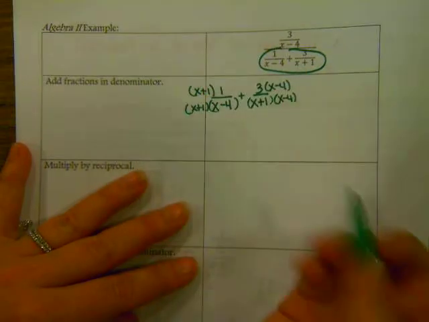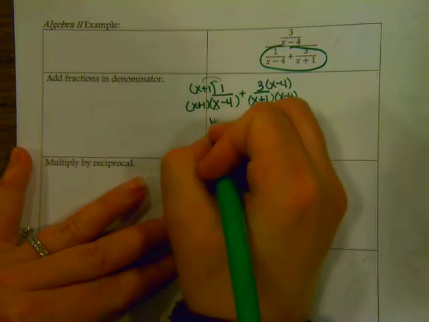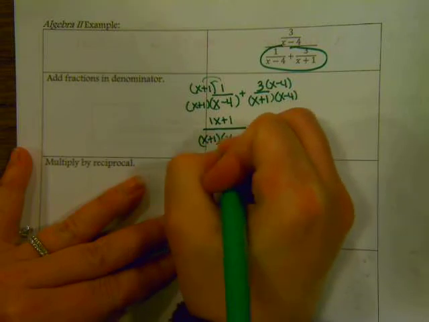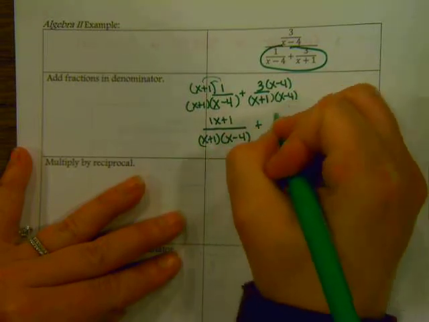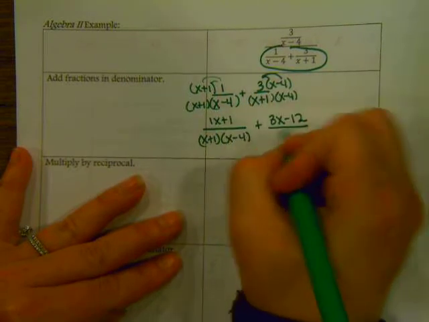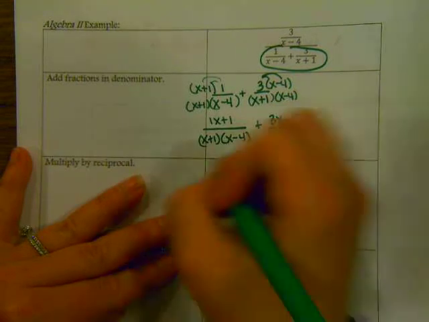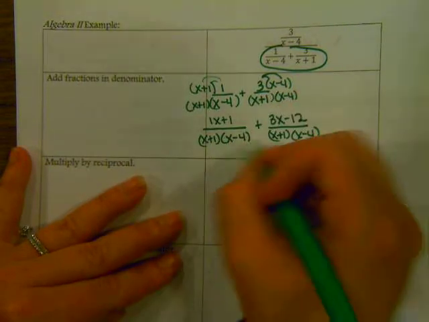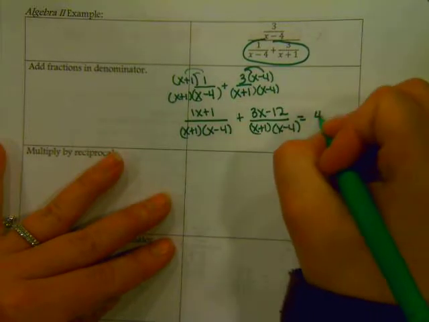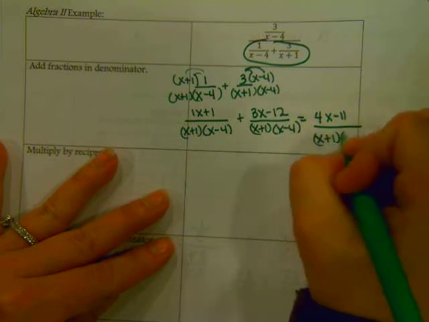I don't have to do FOIL or box or anything on the numerator. It's just distributive property. So 1x plus 1 over (x plus 1)(x minus 4), plus 3x minus 12. Do distributive property correctly. Don't skip a factor. So then together, my new denominator after adding would be 4x minus 11 over (x plus 1)(x minus 4).